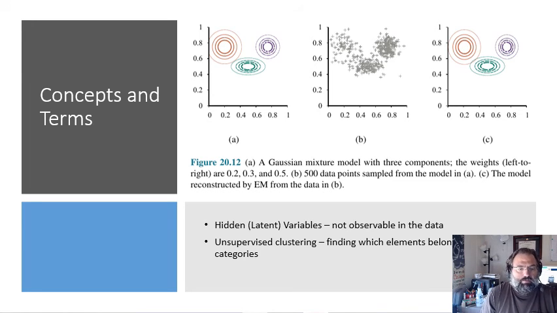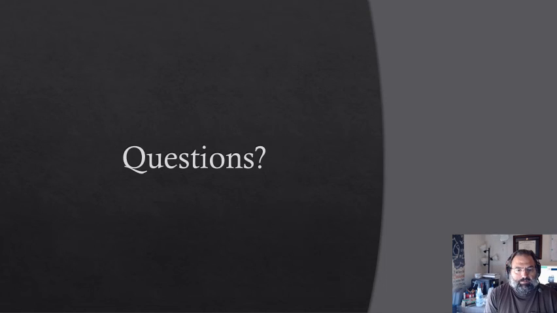So you can see here in figure 20.1 or 20.12 the various types of approximation of finding those three, what essentially look like three different clusters of points. Left to right, basically using some weights. And in the second one, you're actually looking at the 500 data points from the model. And then the third column over to the right, figure C, is what's constructed using the algorithm. So you can see that it's a pretty good approximation.